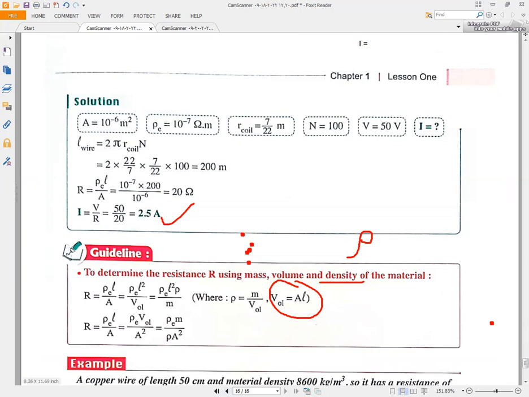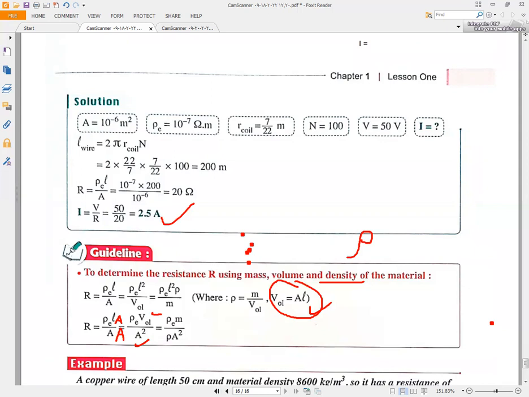What will happen if we multiply L times A and A times A? We will write here A over A. What will happen? Nothing happens. L times A equals what? Equals volume. We will write volume here. And A times A equals A power 2. Okay? So R, the electric resistance, equals rho E volume over A power 2.